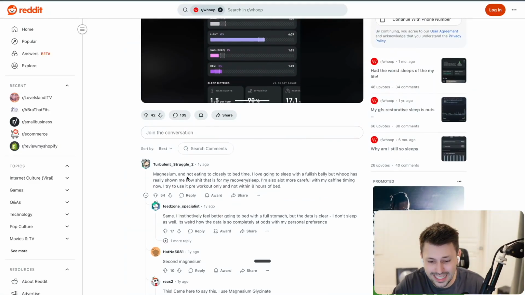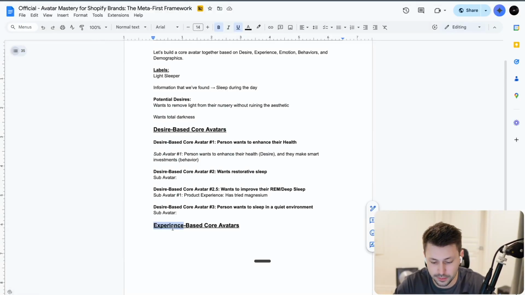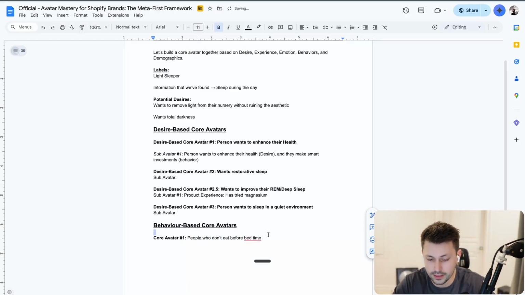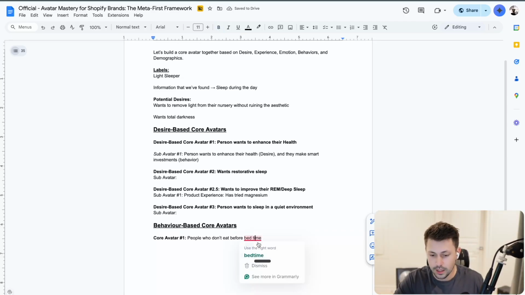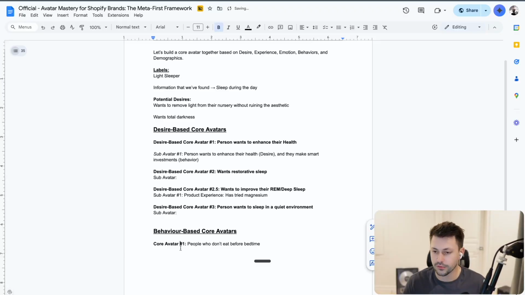So experience-based: not eating close to bedtime. Okay, so this is actually a behavior. So we can go even crazier. We can go to behavior-based. Okay, so the core avatar is people who don't eat before bedtime. There we go. That is the behavior. Now again, we break this down in the sub-avatar section down below, but I love this even as a core avatar. Are you not eating before bedtime? Yeah, that's not me. I was always told not to eat before bedtime.